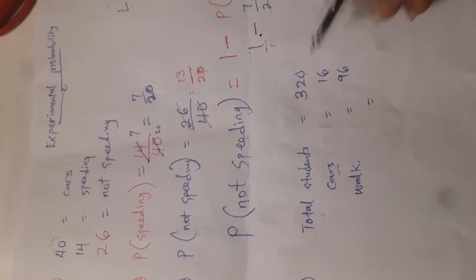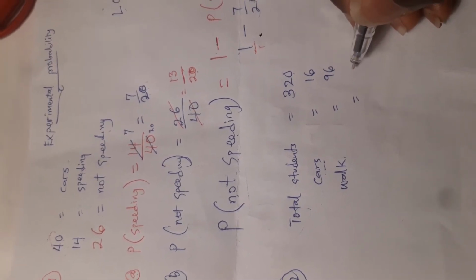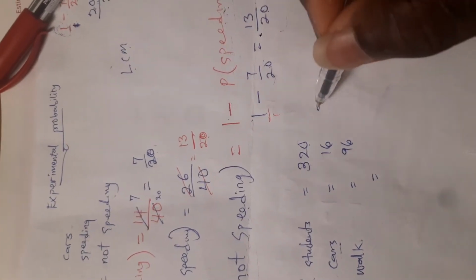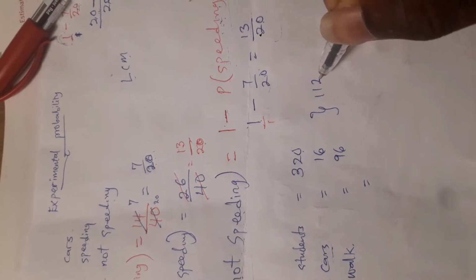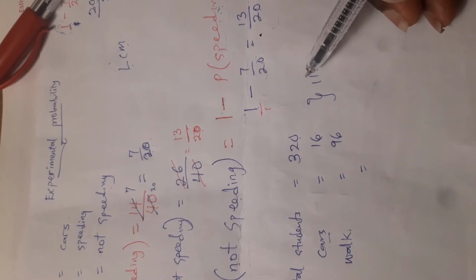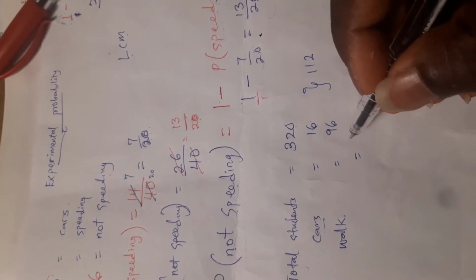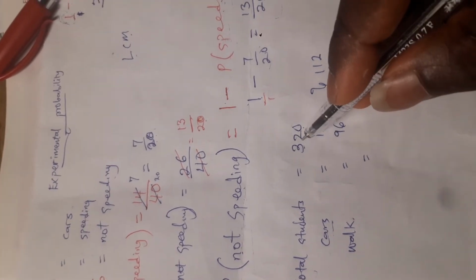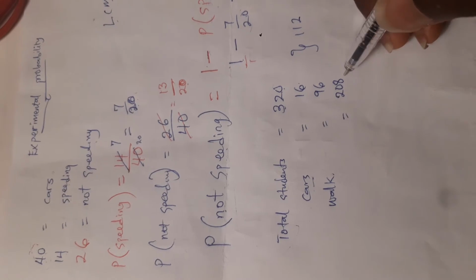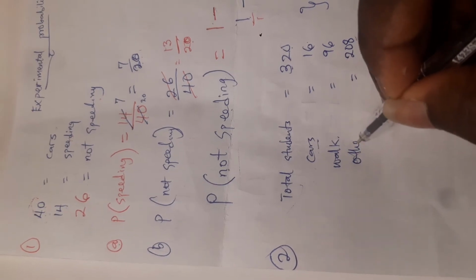Now if you add these two numbers together, you're going to have what? Because we also have some numbers that are left over, okay? If you add 16 plus 96, you have 112. Now if you subtract 112 from 320, we want to know the number of students that are left. You have 208. Now this 208 means these people come to school by other means, okay?